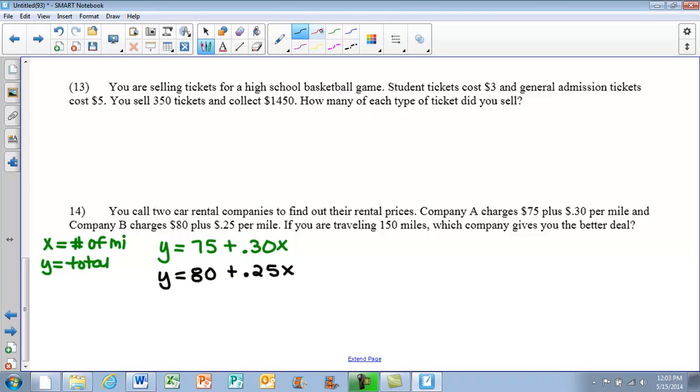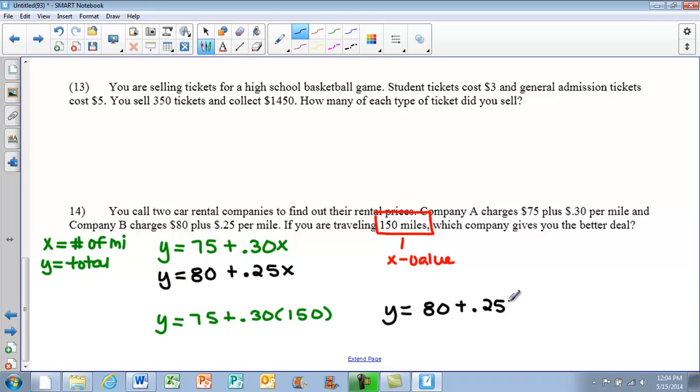Now, it tells me in the problem that I traveled 150 miles. So they want to know which company has the better deal. So basically what they're telling us here is my x value. So you're going to plug this in for x and find your totals and see which one is the better deal. So if I take my first example, let me go back to the green. I have y equals 75 plus 0.30 times 150. My second equation is going to be y equals 80 plus 0.25 times 150.